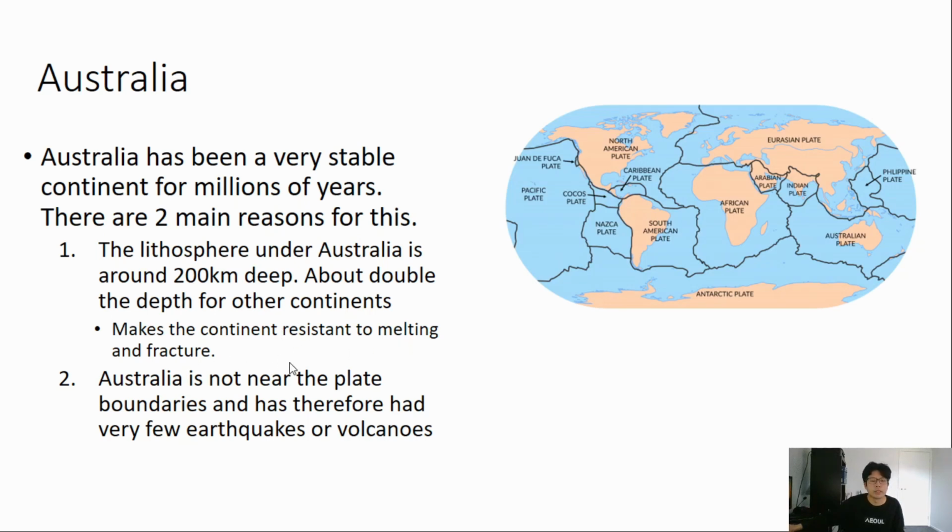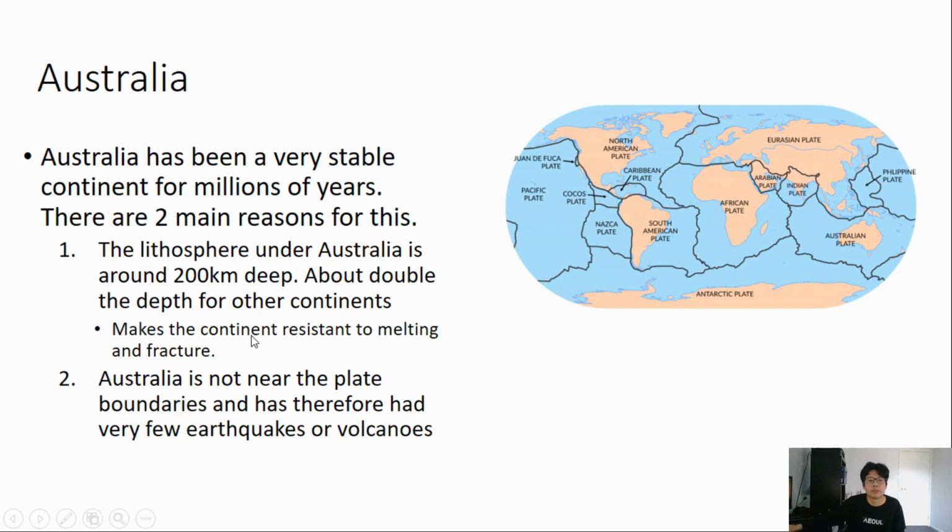The second reason is that Australia is not near the plate boundaries, like you can see here. These are all the plate boundaries and Australia is right in the middle. There's nothing really close to it, and it has therefore had very few earthquakes or volcanoes. So we do still have these occasionally, but it is very rare.